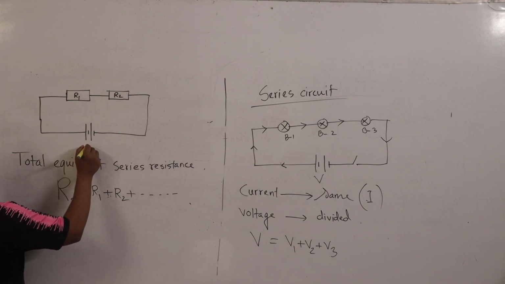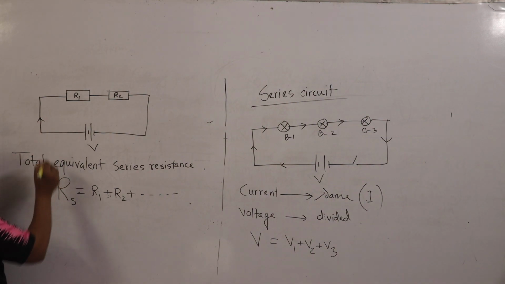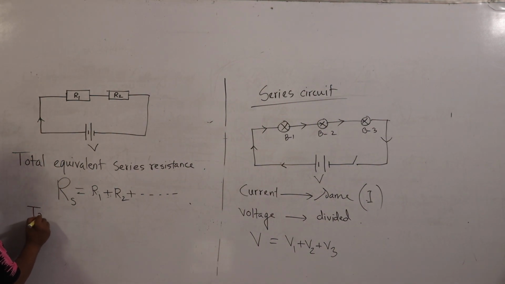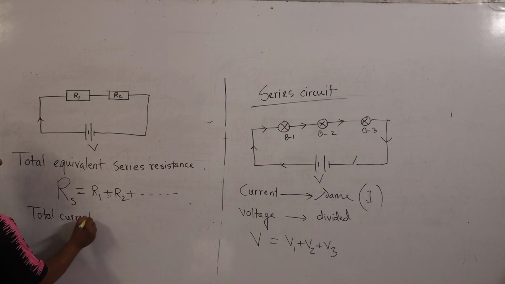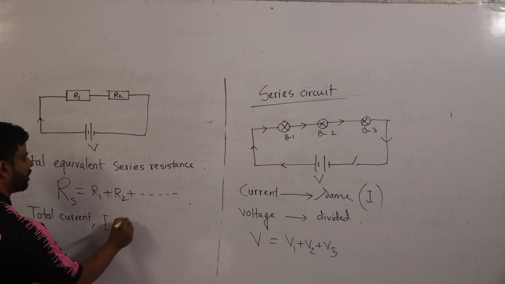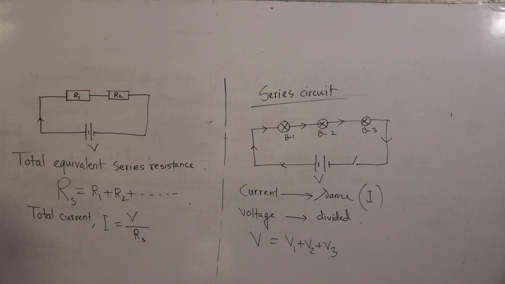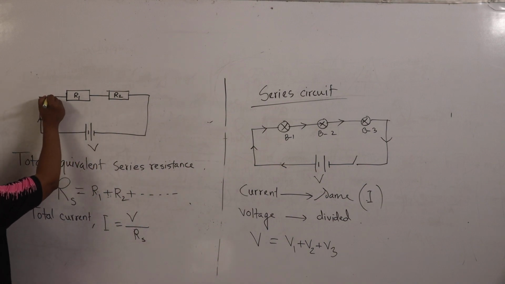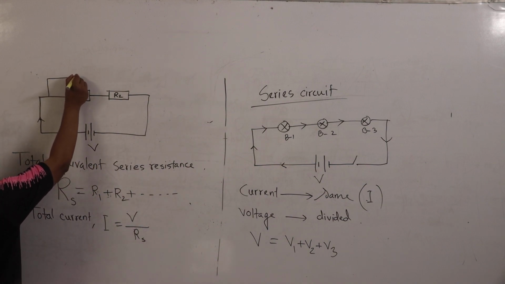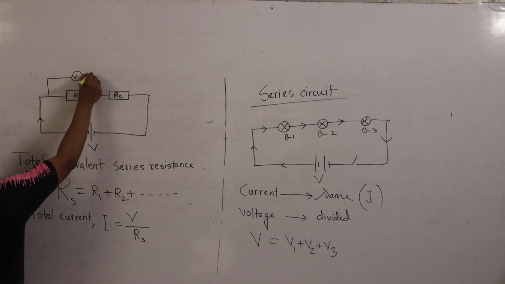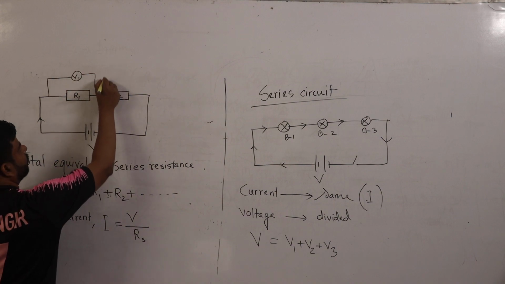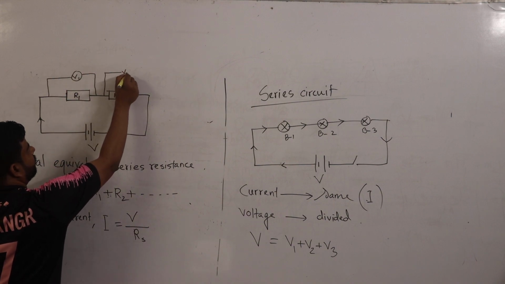Then if the voltage is V, the total current in the circuit is I equal to the total voltage of the battery divided by the total resistance in the series circuit. But remember, in a series circuit, the voltage across each individual resistor will be different.